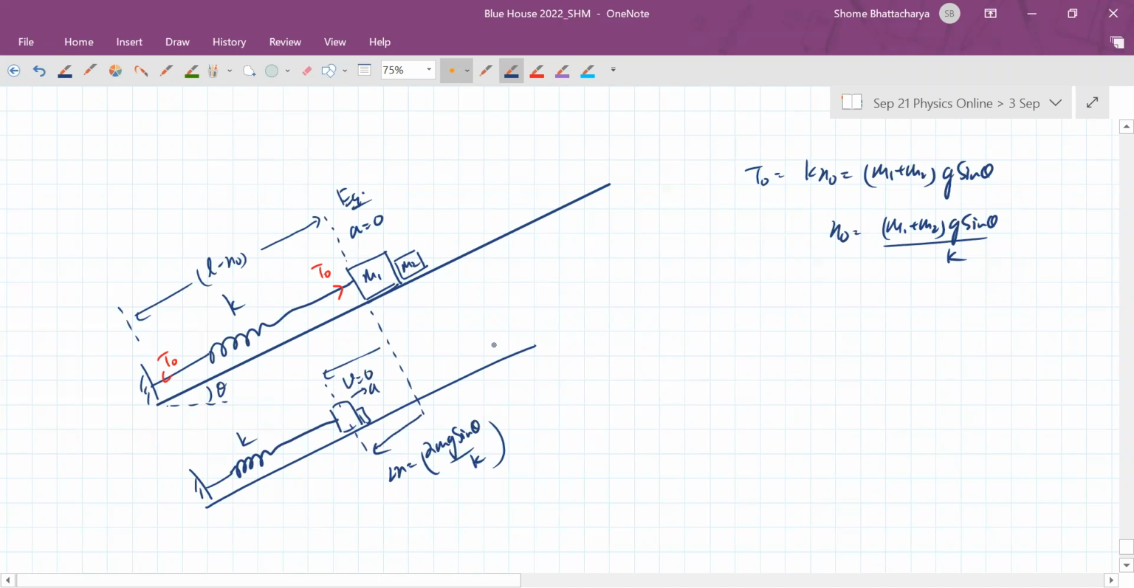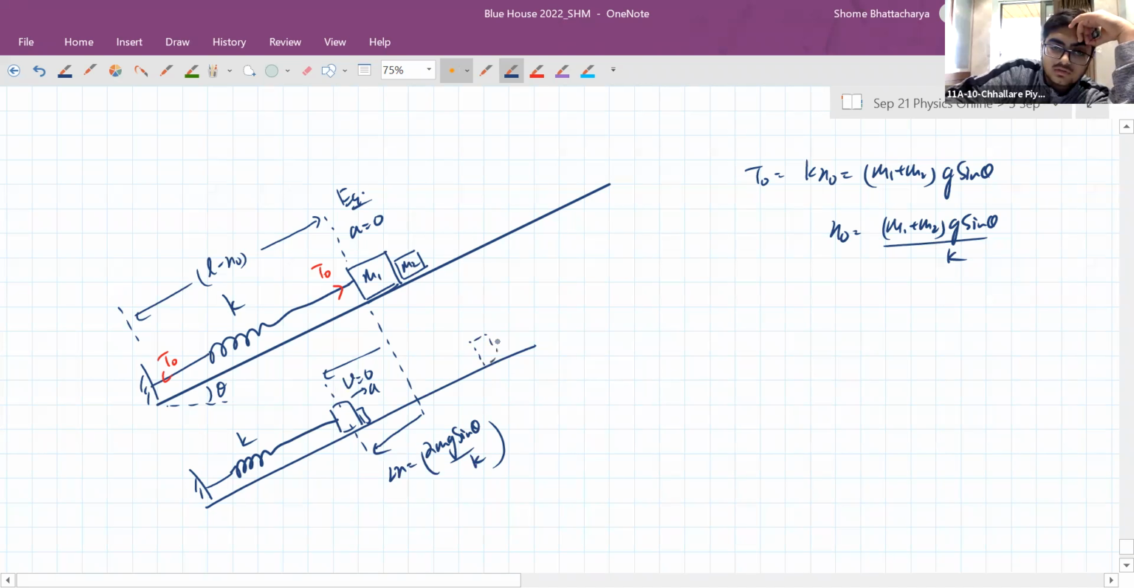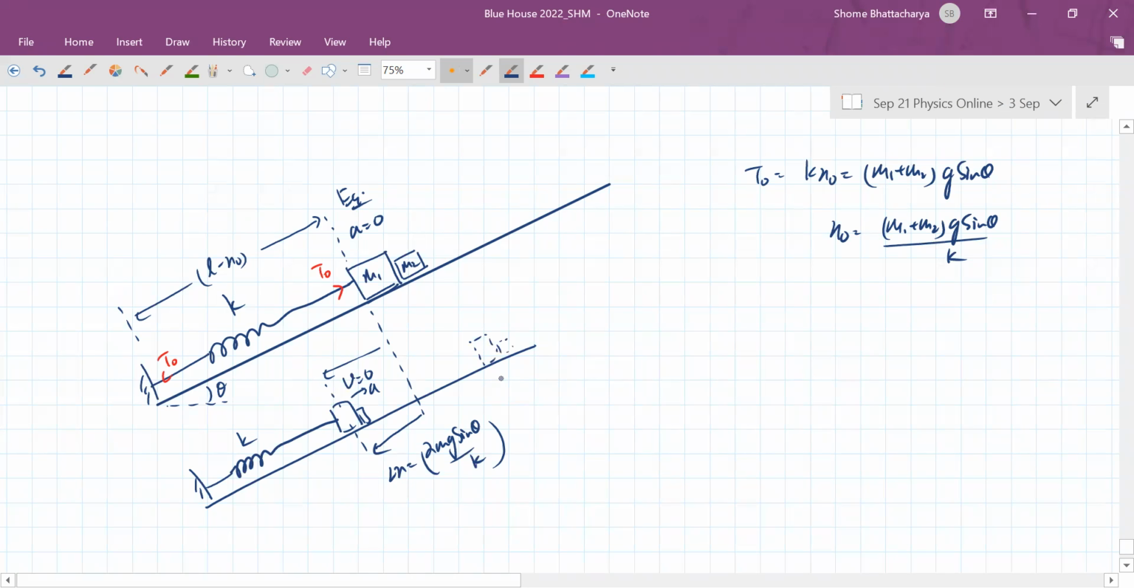You understanding the point? But at some stage, what can happen? They can lose contact. Yes. So will they actually reach this point over here on the other side without losing contact? No. The question is, when do they lose contact? Okay, so this is what you have to think carefully. At what stage will the two blocks lose contact?